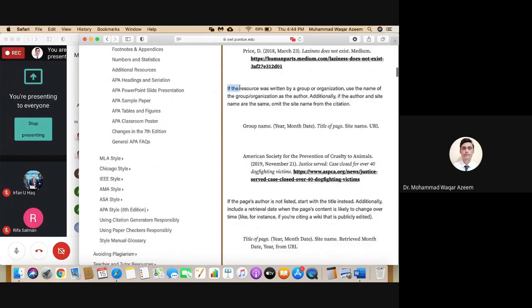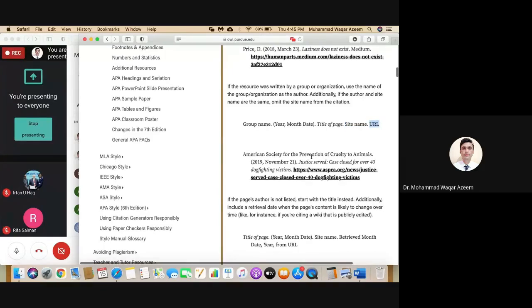If the resource was written by a group or organization, use the name of the group or organization as the author. Additionally, if the author and site name are the same, omit the site name from the citation. Now, if it is a group which has created that web page, the group name comes first, then year, month, date, title of page, site name, URL.